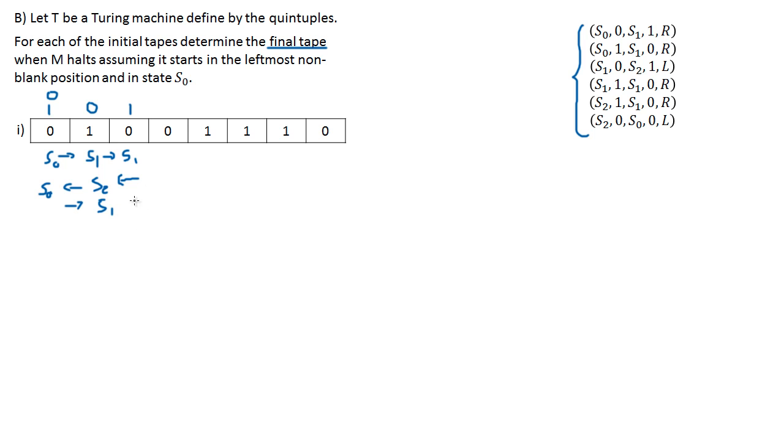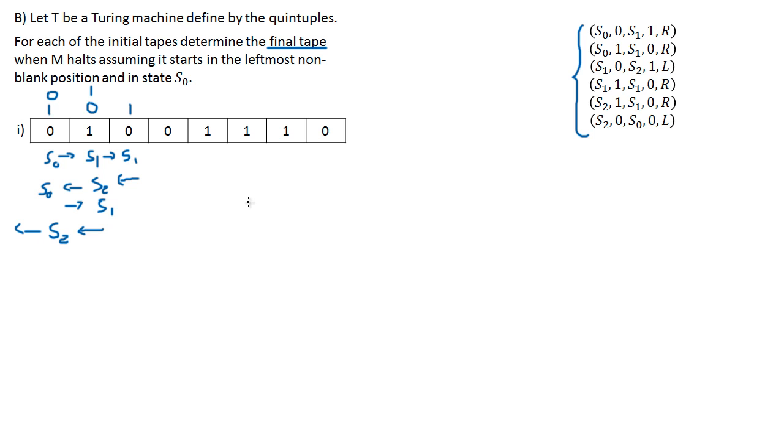Now S1 0 tells us to go to S2 and make that value 1. So we go to S2, where the value is a 0. So S2 0, S0 0. We won't change anything, and it's telling us to go to the left. That means we've finished, basically, because we cannot go to the left anymore.